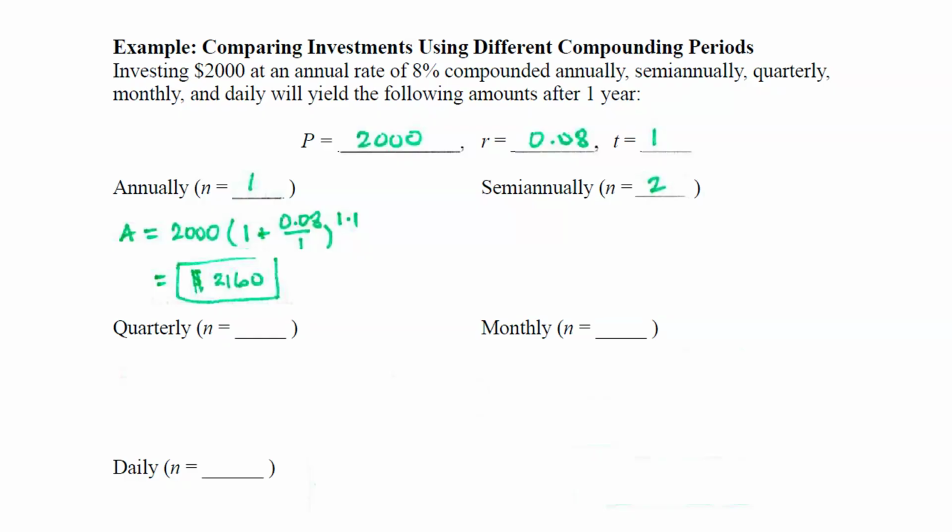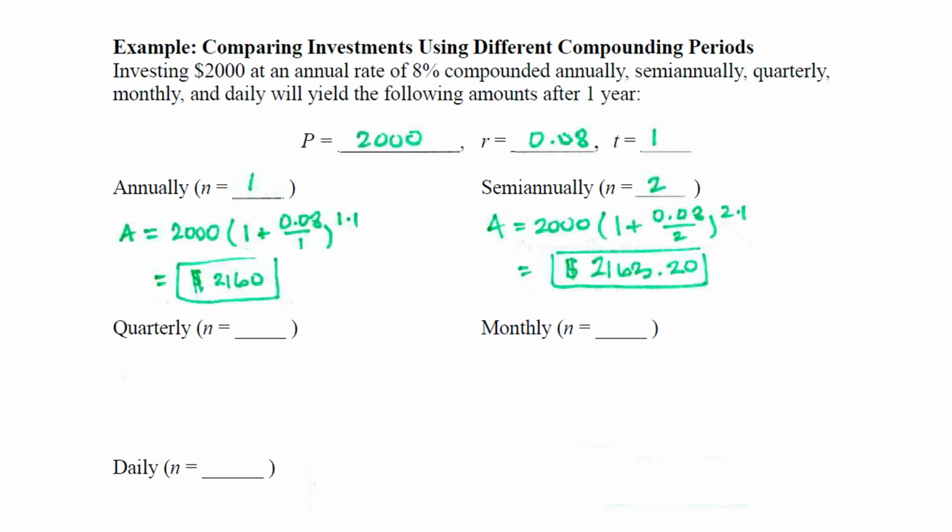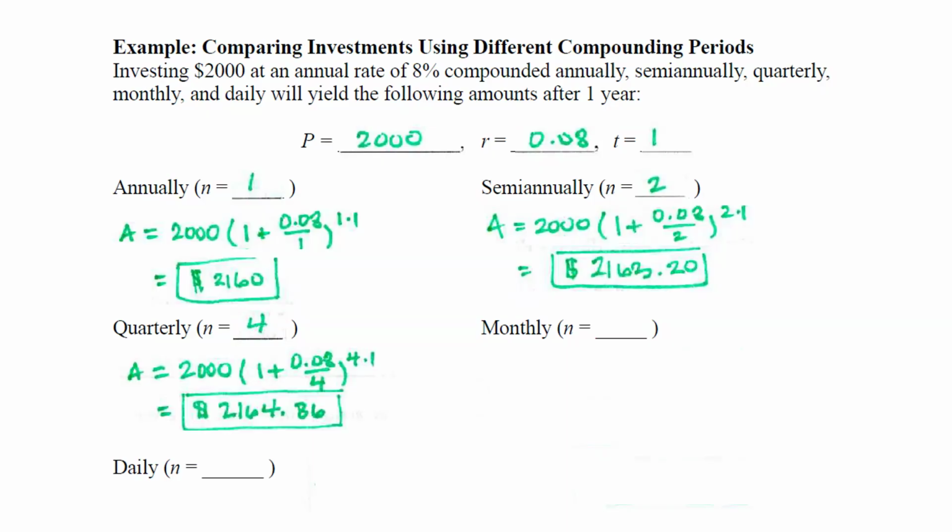So we will substitute all of our given values into our formula for the compound interest, and we would then solve for our value, which is $2,160. Semi-annually, N here is 2, semi is 2 per year. Plug that into our formula. We'll get $2,163.20. Quarterly, your N is 4. Okay, plugging that in, we'll get $2,164.86.